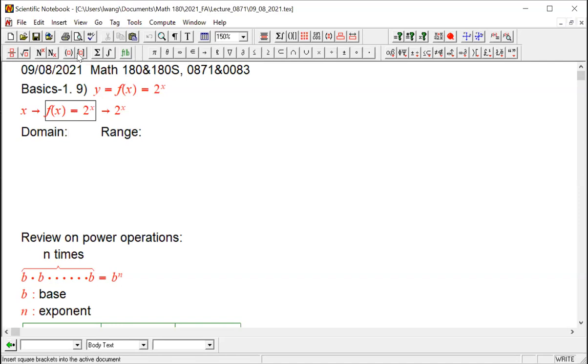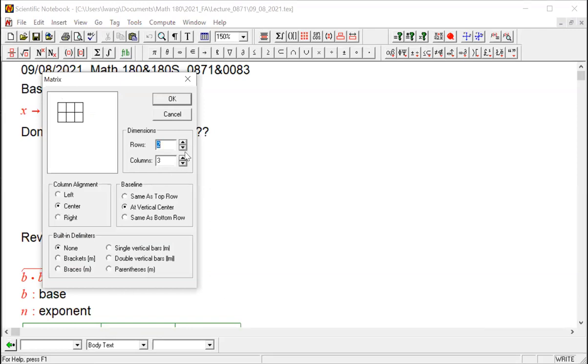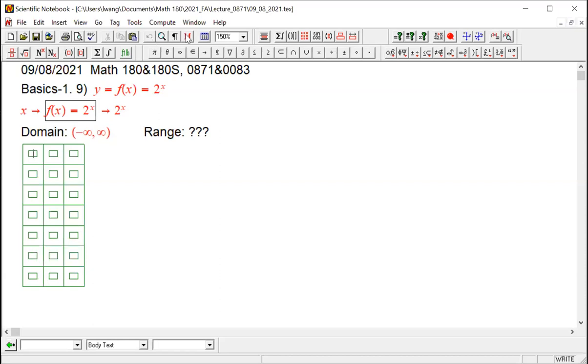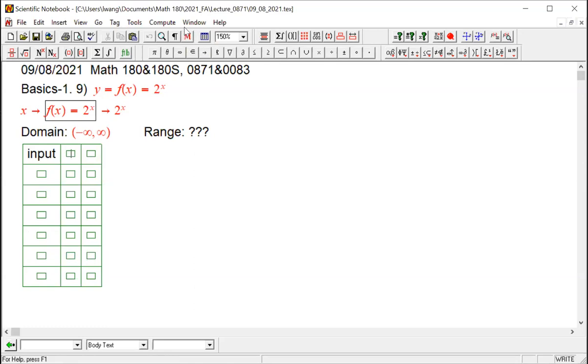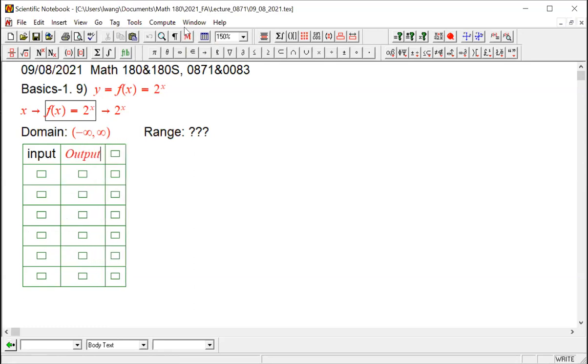So now you see, it's for real, right? Because the exponent can be negative, positive, 0. All real numbers. And what's the range? That's the question. Okay, so now I want you guys to roll up your sleeves to work with me. We're gonna make a table. Input, output on this rule.